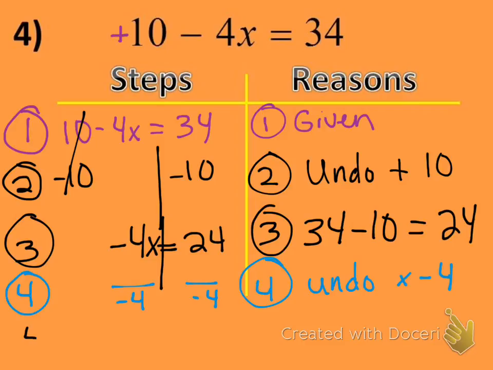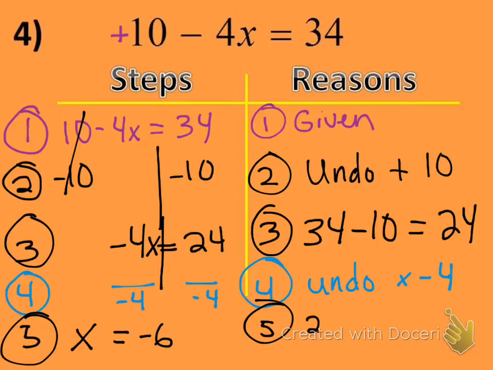All right, and then step 5 is actually our answer. What is 24 divided by negative 4? Negative 6 is our answer. The reason that it is our answer is we did 24 divided by negative 4 and we got a negative 6.